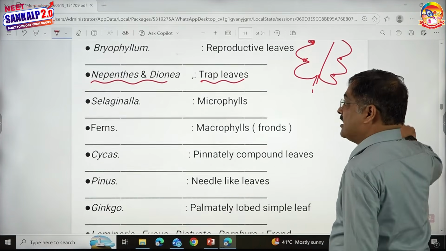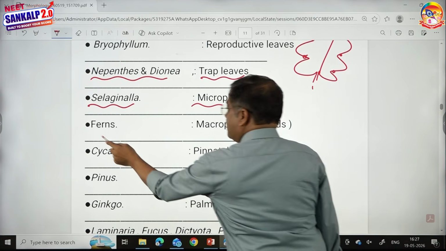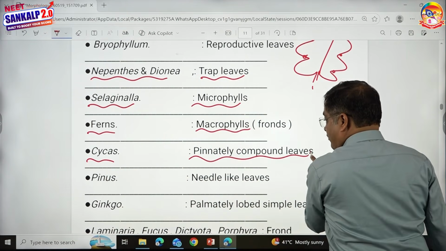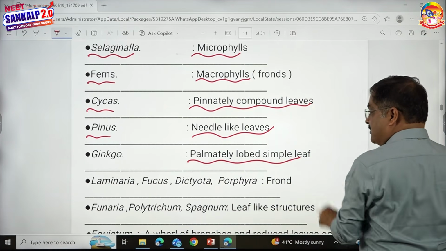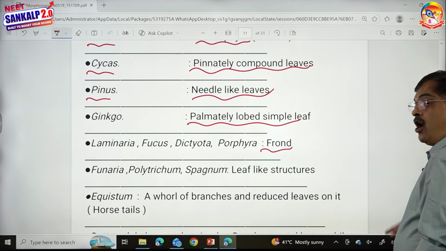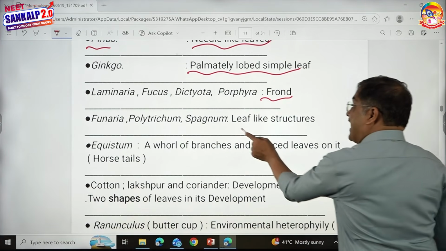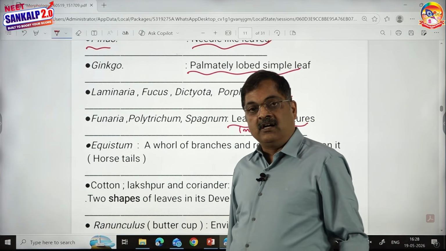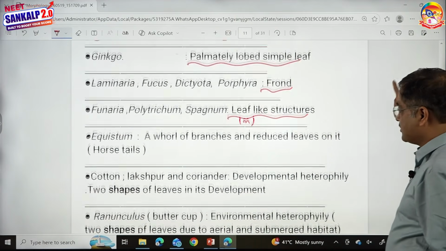Now, staying with some other area, Selaginella, day before yesterday we discussed that. The leaves are small. Ferns, their leaves are large macrophylls. In Cycas, it is pinnately compound leaves. In Pinus, it contains needle-like leaves. In Ginkgo, it is palmately lobed simple leaves. Laminaria, Fucus, Dictyota, Porphyra: frond is a leaf-like structure. In Funaria, Polytrichum and Sphagnum, you see leaf-like structures because they are haploid and they don't have cuticle, stomata, mesophyll, xylem, phloem, stele. That is the reason they are called leaf-like structures.